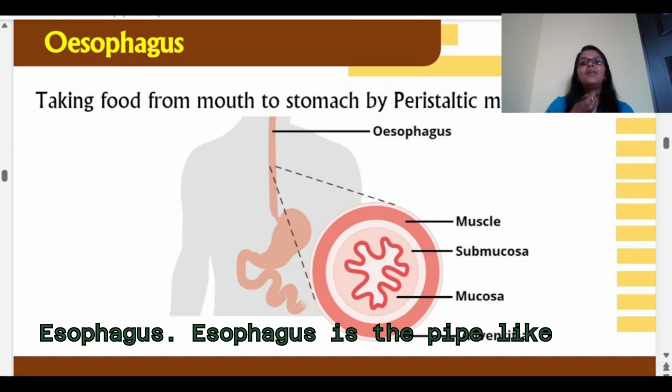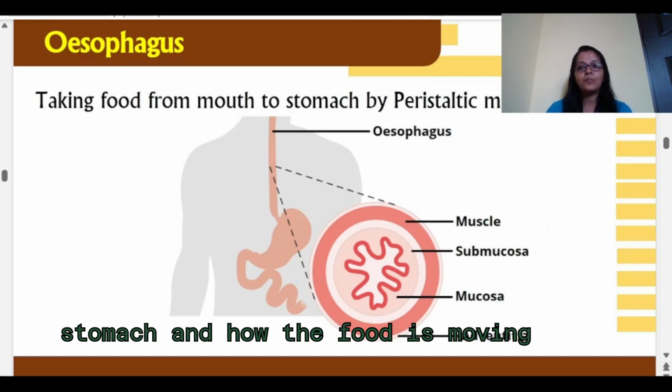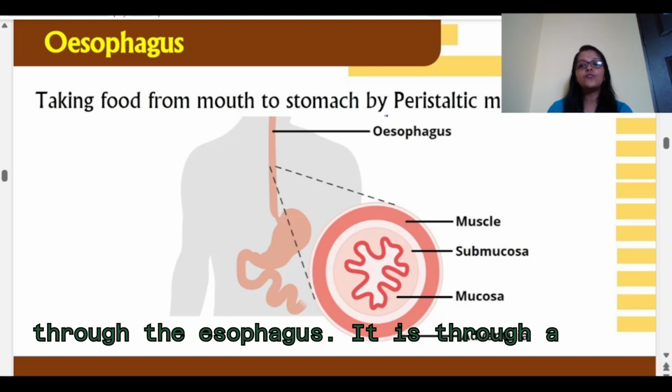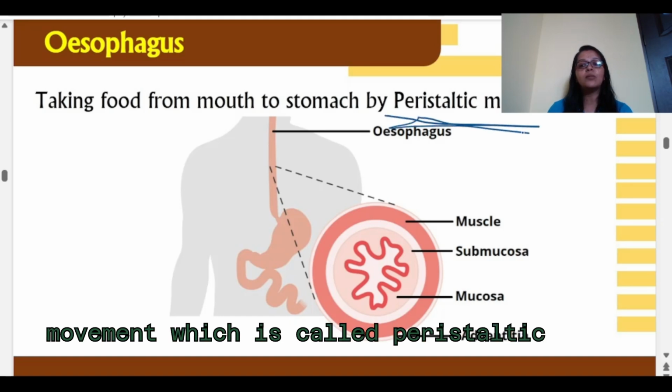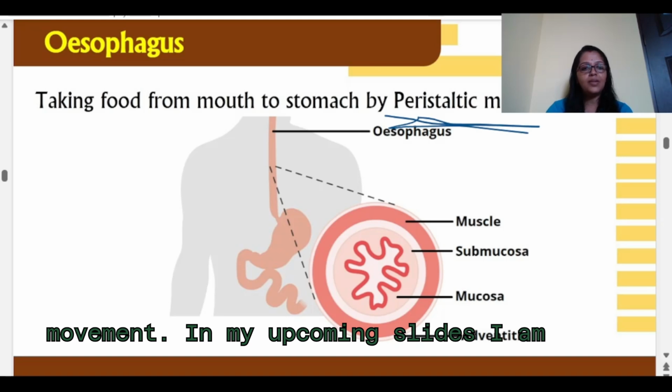So the next is esophagus. Esophagus is the pipe-like structure running from the mouth till the stomach. And how the food moves through the esophagus is through a movement which is called peristaltic movement. In my upcoming slides, I am telling you more about it.